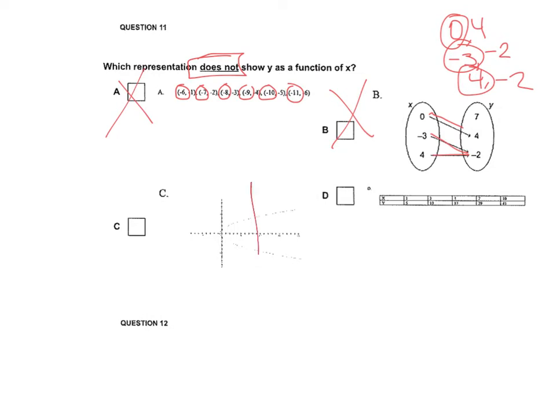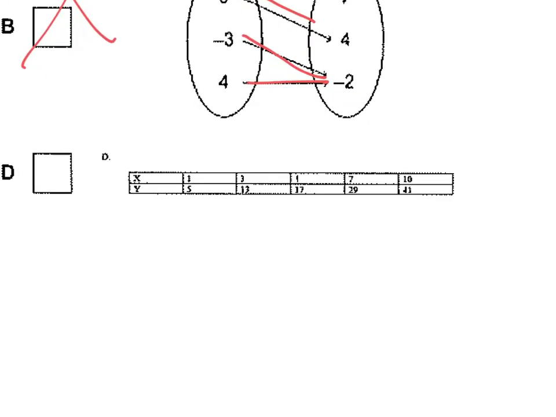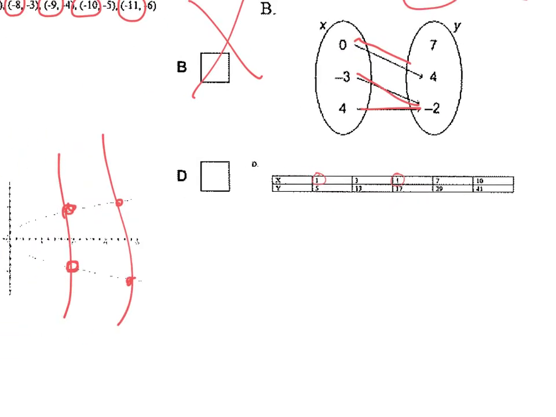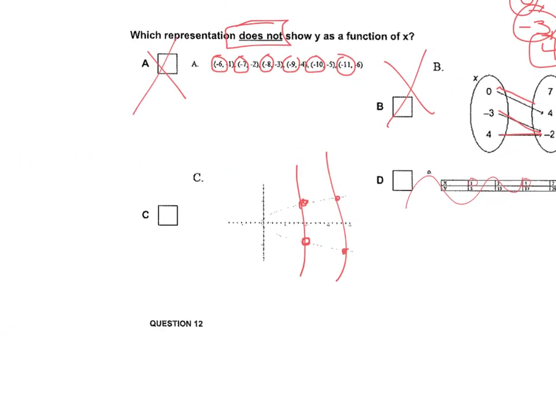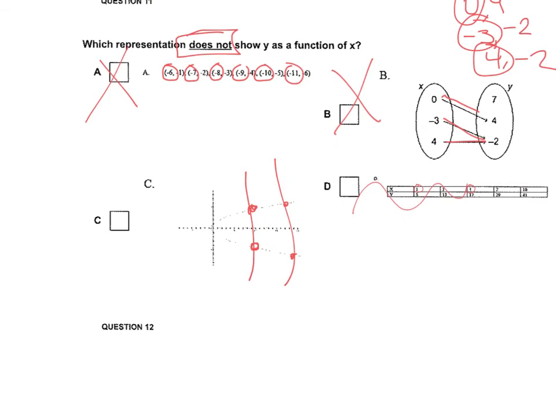From what I can tell, this looks like not a function because it crosses in 2 places, but then also on this table, and maybe I'm not seeing this correctly, but that looks like 2 1s. So I'm unsure about D, but I for sure know that this is not a function because it crosses our vertical line that we draw twice.